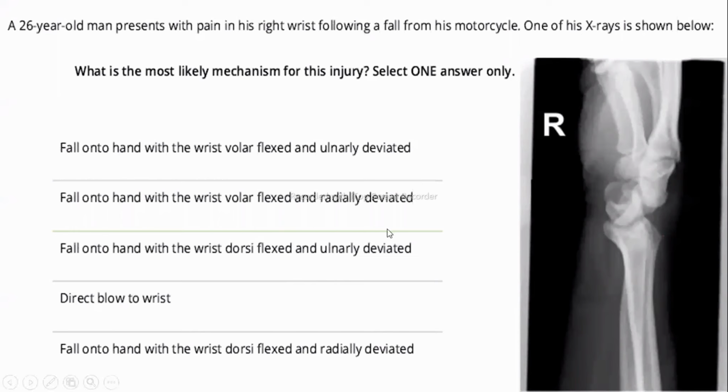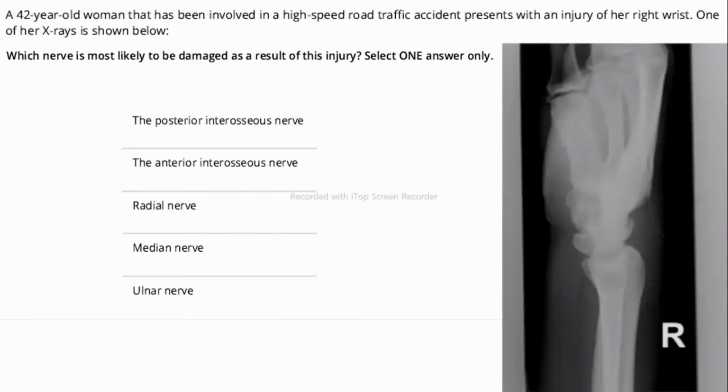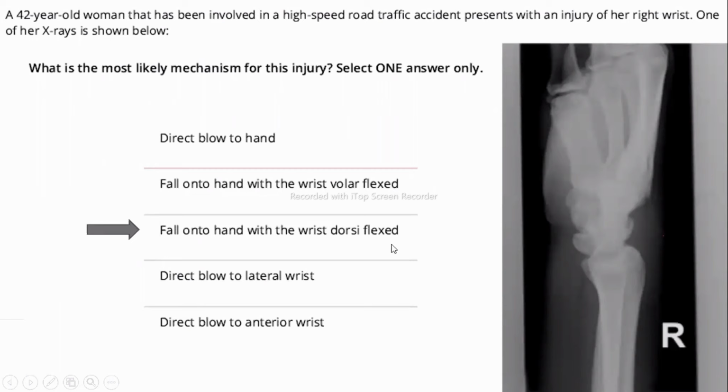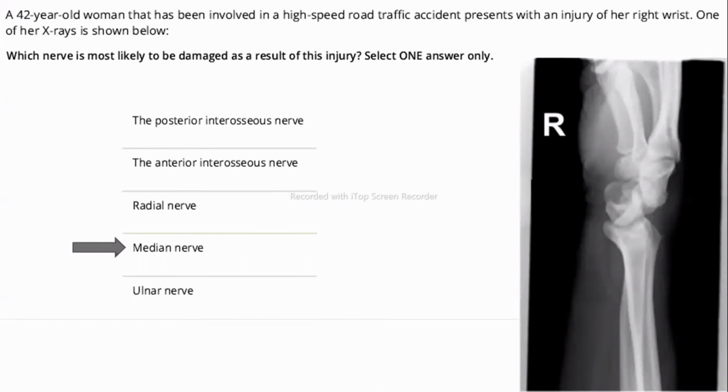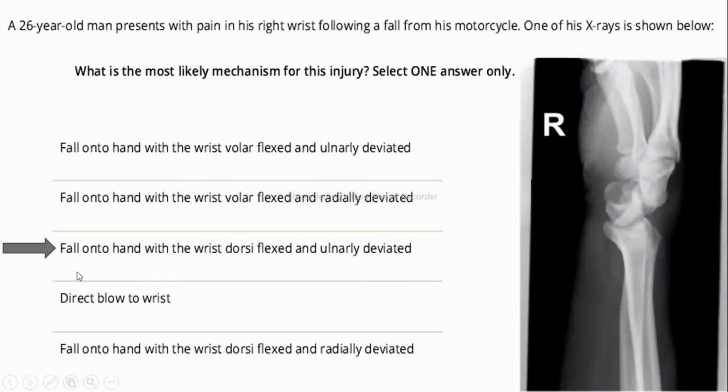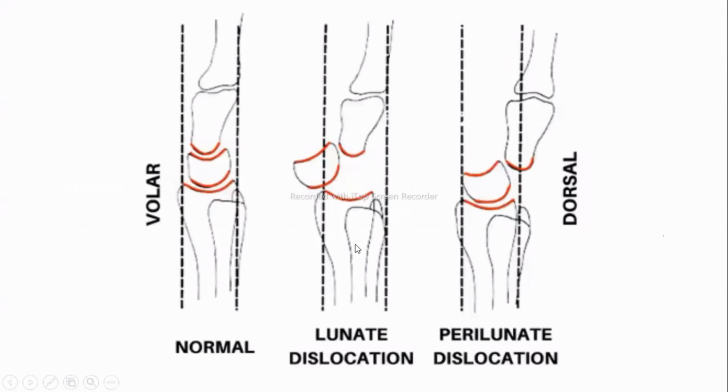What do you think? Second option, fall onto hand with the wrist rolled. Third, dorsiflexed and ulnar deviated. Dorsiflexed, ulnar deviated. What about the other one? They said dorsiflex. Okay. So fall onto the wrist, dorsiflexed, and ulnar deviated. Okay.